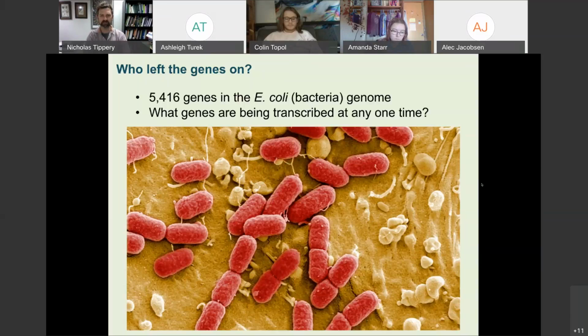So we're going to start small. The first ones we talk about on this topic are going to be bacteria. Bacteria typically have smaller genomes and are less complex. They're cellular organisms without organelles, and they do things a little more simply. Starting with one of the most widely used bacteria, one of the model organisms for studying bacteria, our friend E. coli has, in one version, 5,416 genes. But which of those are being transcribed at any one time? It's not all of them. It's a subset of those.